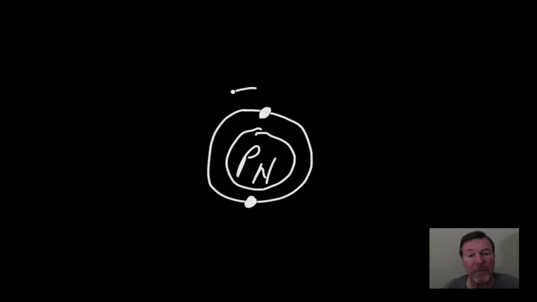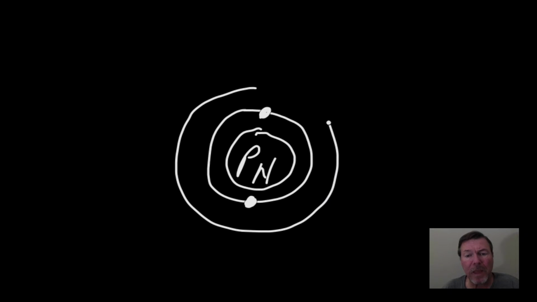On the next orbit, it can hold 8. And 8 would make it a full shell, and I like to refer to it as being a happy shell. It's a shell that has all of the electrons in it. It's full. If it's missing an electron in that area, then I think of it as not being happy. And the shells want to be happy.